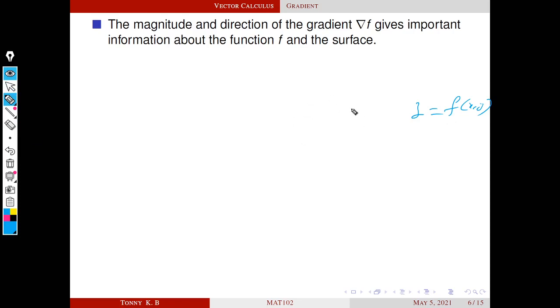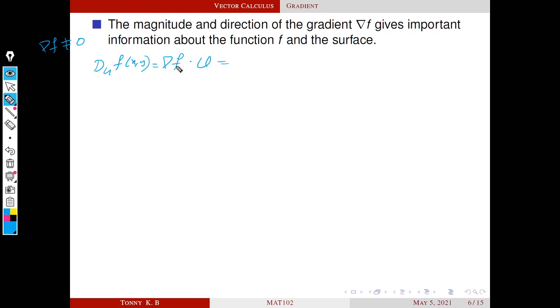Anyway, the gradient has some important properties. We know that if del f is not equal to 0, then the directional derivative in a particular direction u is equal to del f dot u. We have seen this formula, del f dot u.